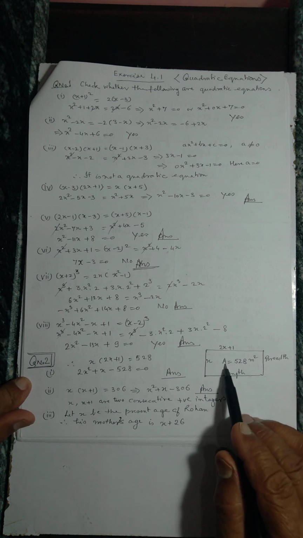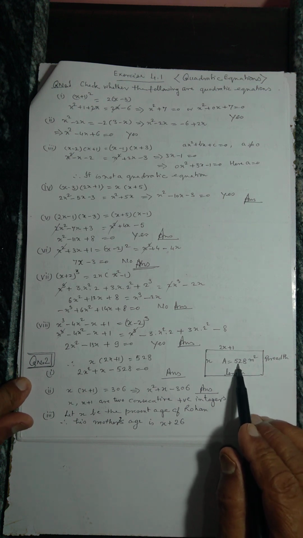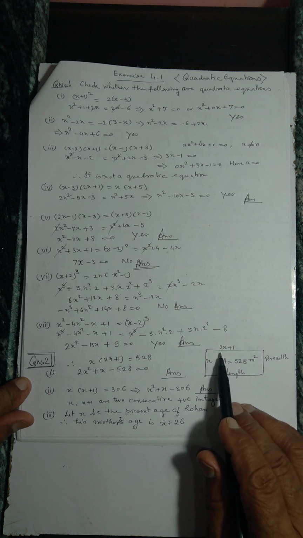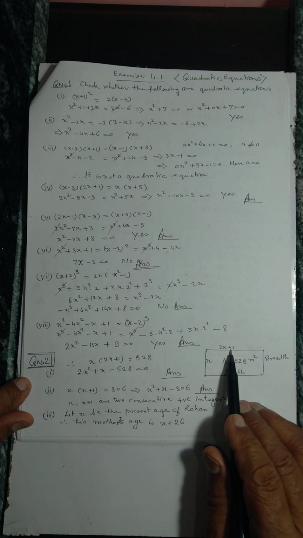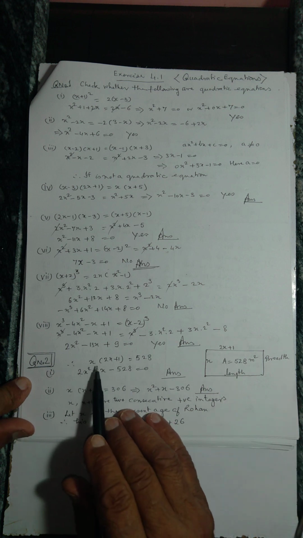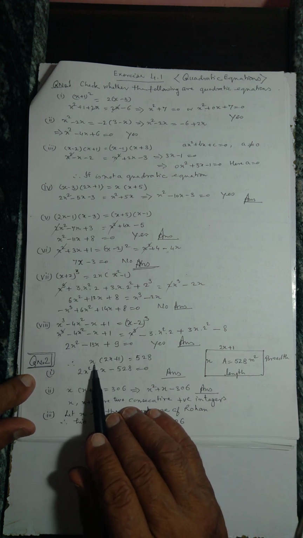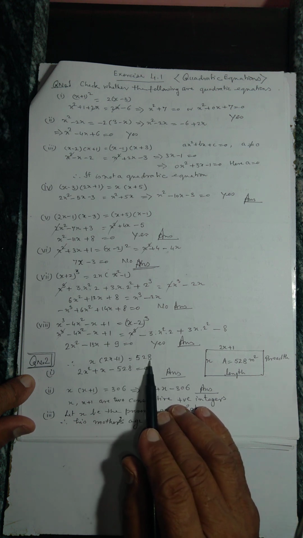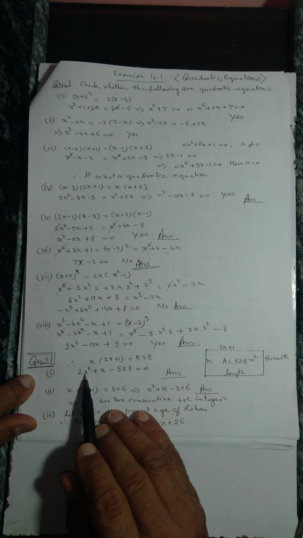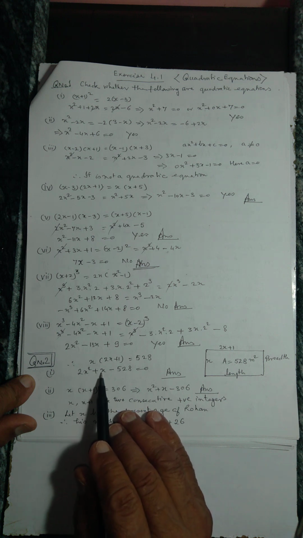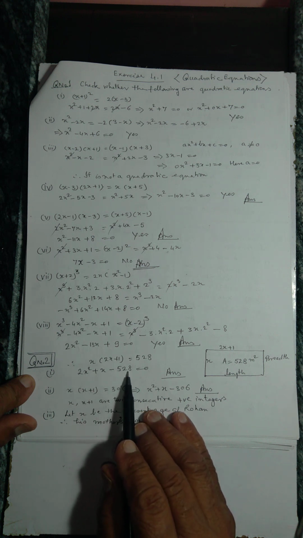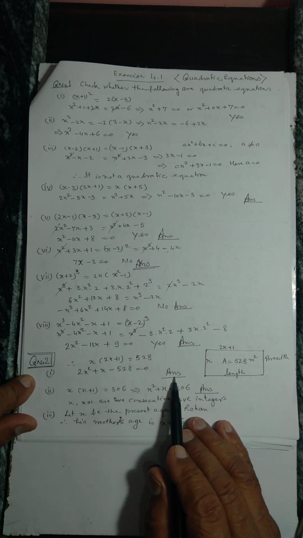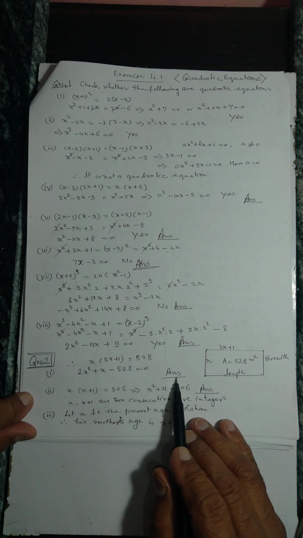You see, the area is given, 528. The breadth is x. Length is twice the breadth plus 1. So I have written here x into 2x plus 1, that is 528. After solving it, you will get 2x square plus x minus 528. So it is the quadratic equation form which is required, and it is the answer.